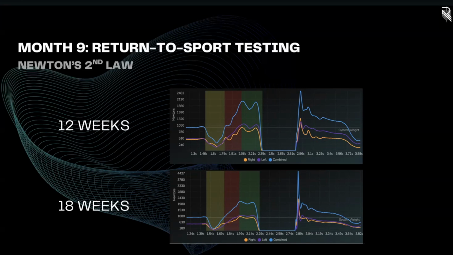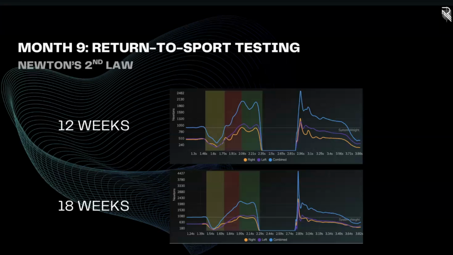When we break the data down by limb, we see the left leg, or the purple line, producing a smooth, steady curve, indicating good neuromuscular control and consistent force production throughout the task. In contrast, the right leg, or the orange line, shows a more jagged, erratic curve, suggesting difficulty with neuromuscular control, especially during higher velocity demands that require rapid force production.